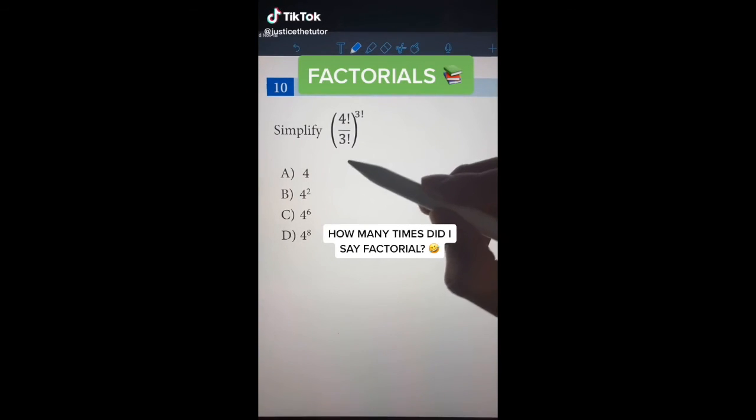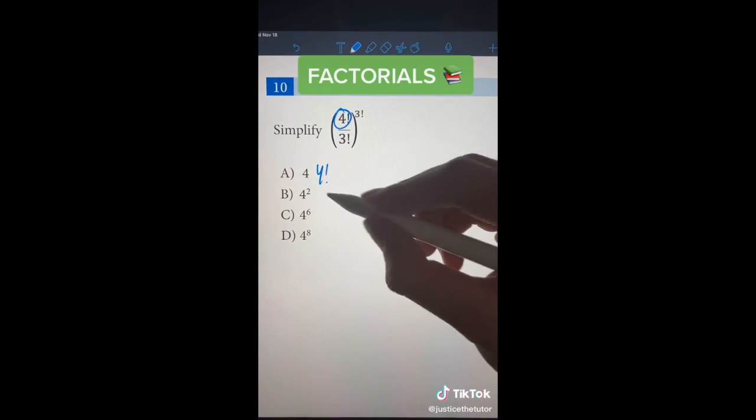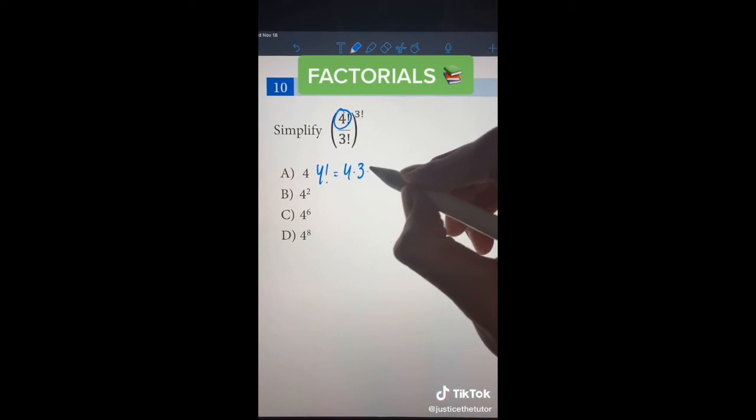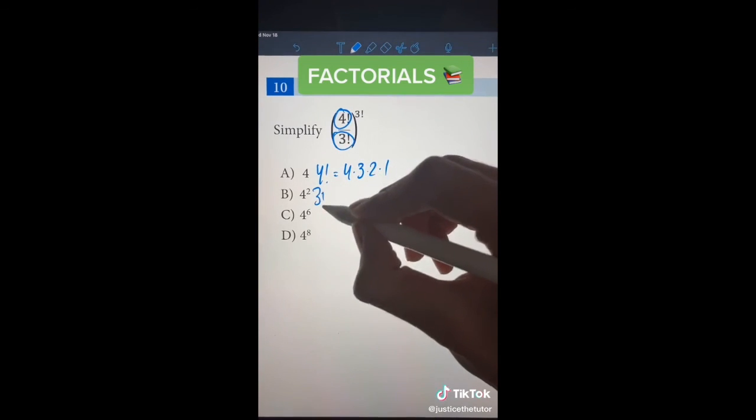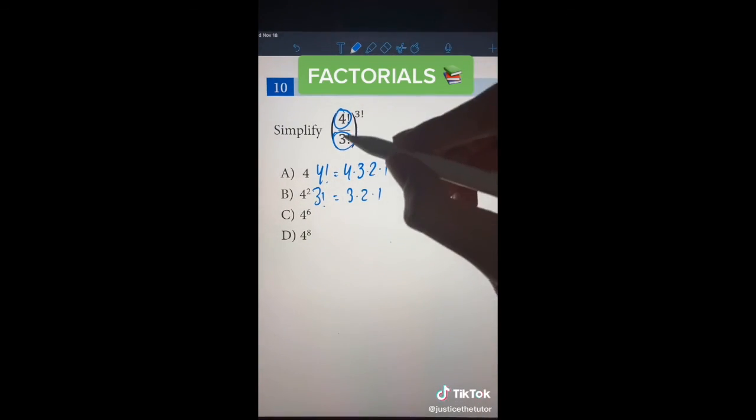Simplify 4 factorial over 3 factorial to the 3 factorial power. So if you're not familiar with factorials, it's basically a fancy way of writing this. So 4 factorial is just 4 times 3 times 2 times 1, and 3 factorial is just 3 times 2 times 1. So think about it like you're just counting down to 1. And it wants us to divide these two.